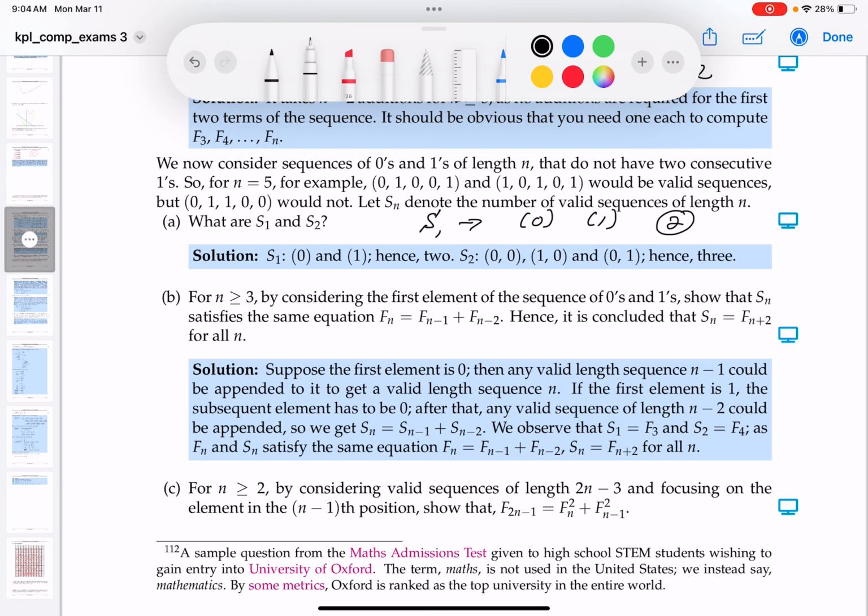All right? Now, if I do S2, what would you get there? Well, I could get 0, 0. I could get 0, 1. And I could get 1, 0. But I can't get 1, 1. So that means there's 3.